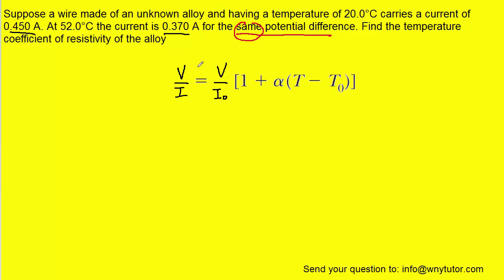That means that these two V values are the same, and what's nice about that is we can multiply both sides of the equation by 1 over V, kind of squeeze it in right here, and what's going to happen is the V's will cancel, and that's going to leave us with 1 over I on the left side and 1 over I naught on the right side. Now, what's nice about this is that we now have the equation in terms of currents, and that's exactly the information that was given in the question.